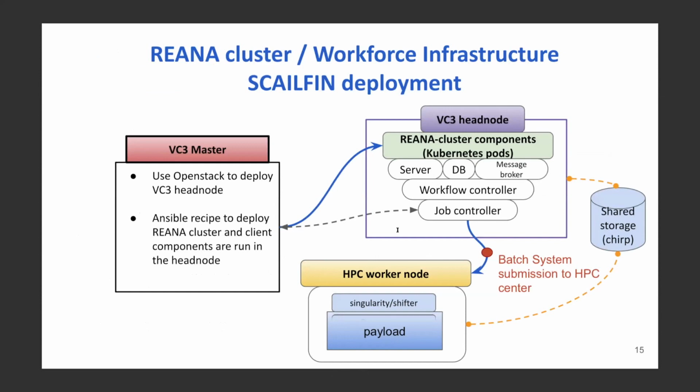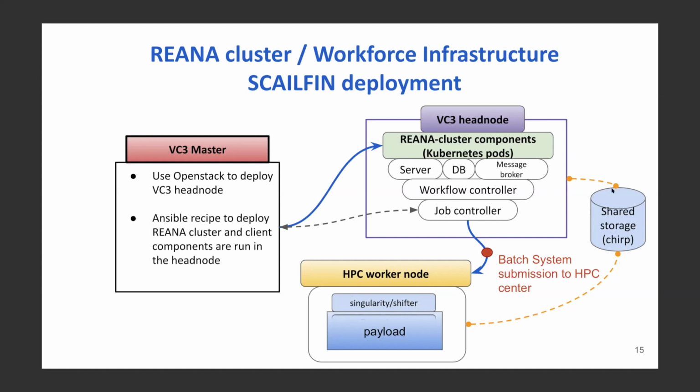And so this is a schematic of the Rihanna cluster. What we change here is basically that the job controller is now using the batch system submission to the HPC center. And again, we use Singularity or Shifter rather than Docker.